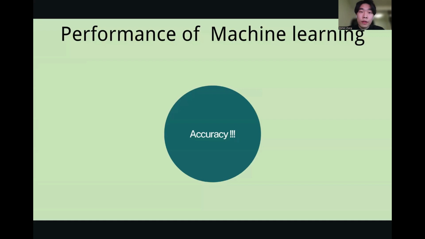After that, we need to evaluate the performance of the machine learning models. The most important word is accuracy. Accuracy shows how well the machine learning model can predict or make decisions. The accuracy should be high enough for us to trust the model. If the accuracy is too low, let's say below 50%, it will be no better than tossing a coin, which means the model is useless.